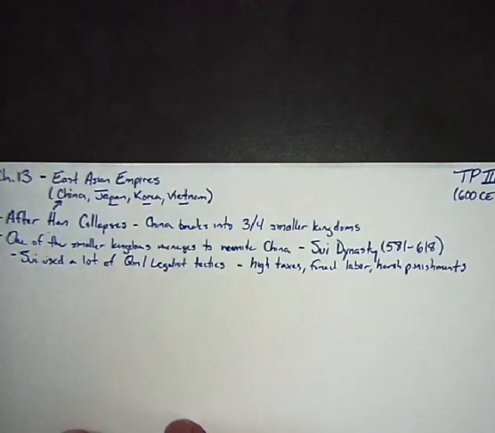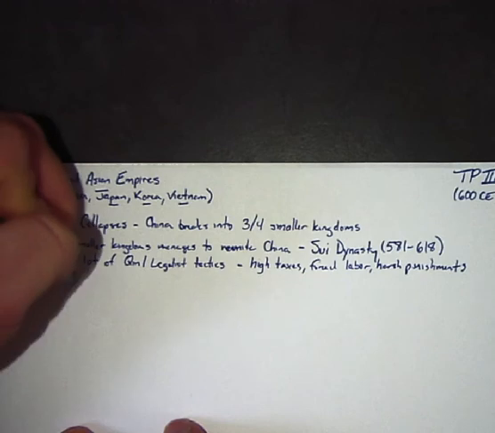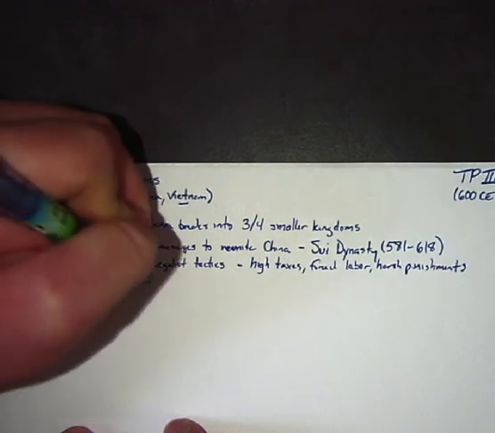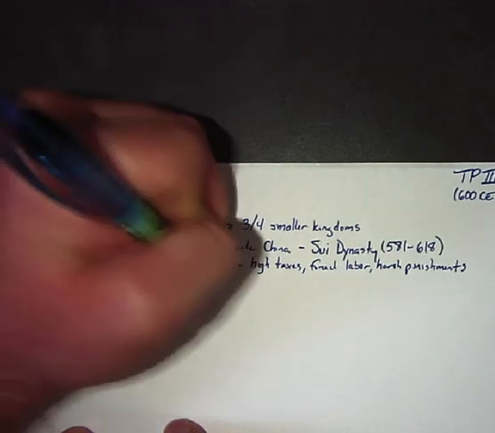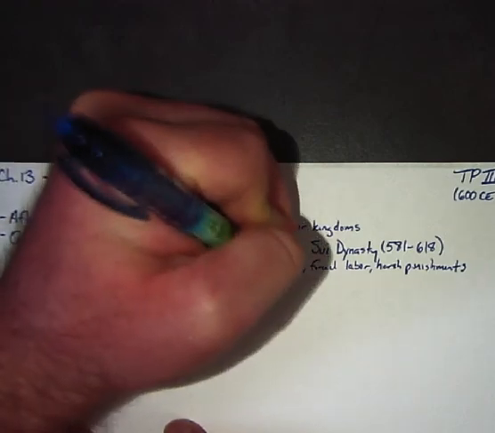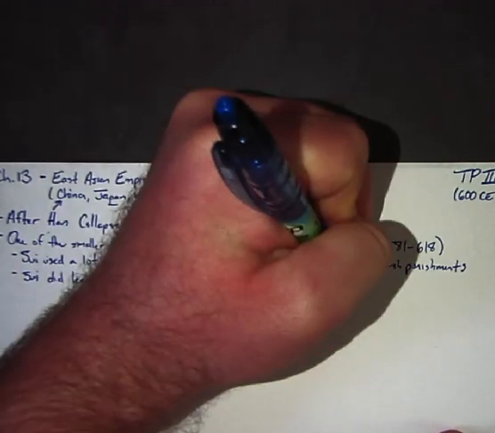Unlike the Qin, though, the Sui did leave one important, lasting legacy. And that is the Grand Canal. The Grand Canal links northern China with southern China.